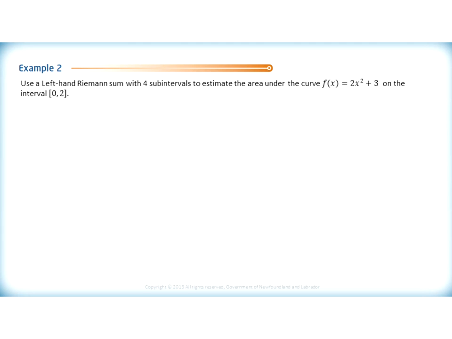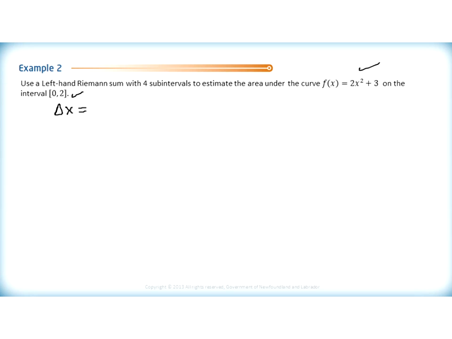Okay. More often you'll get questions that ask you to do Riemann sums, either left or right-hand sums, with however many subintervals, but they don't give you the table of values, they give you the equation, which basically means you've got to figure out the table on your own, more or less. Okay, so let's see if we can figure this one out. So it says they want a left-hand sum, 4 subintervals to estimate the area under this curve on the interval from 0 to 2. So let's first get our interval width.